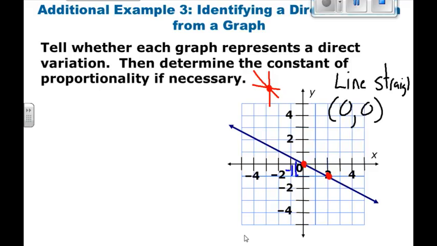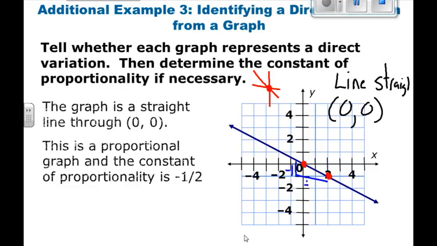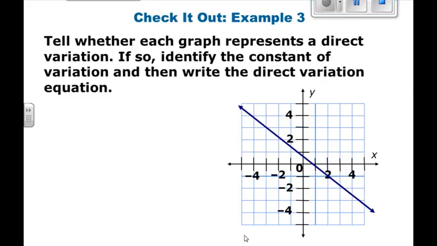So when we write this as k equals y over x, we would get the constant of proportionality as being -1/2. So this one is proportional, and it has a constant of proportionality of -1/2 because that's what y over x is. So let's look at a second one. I want you guys to try this one. First determine, is it proportional? And if it is, what is the constant of proportionality?